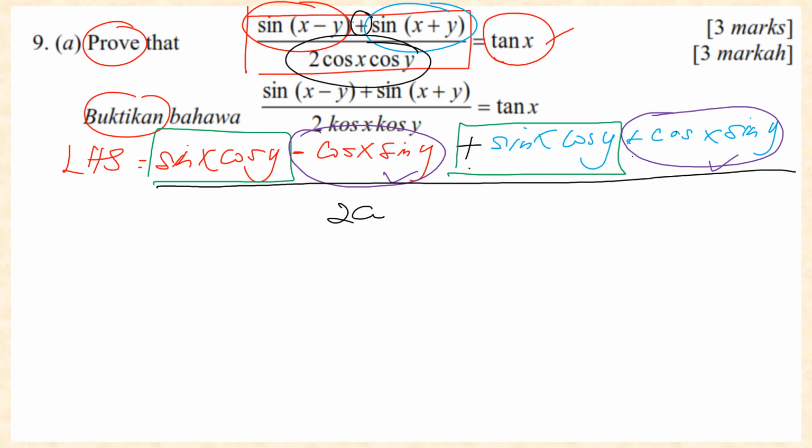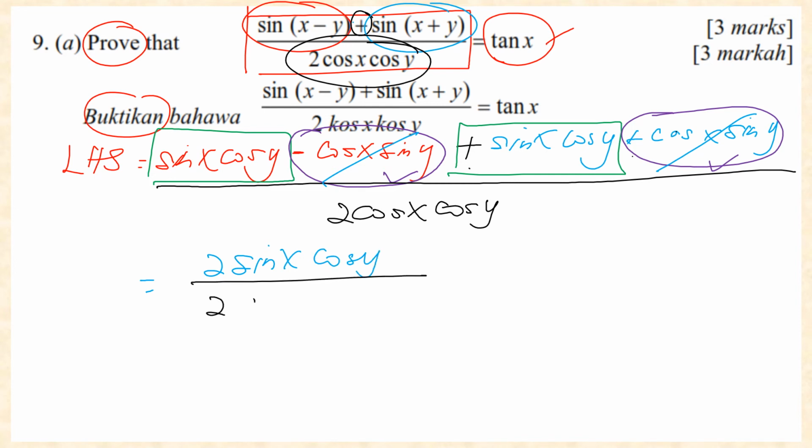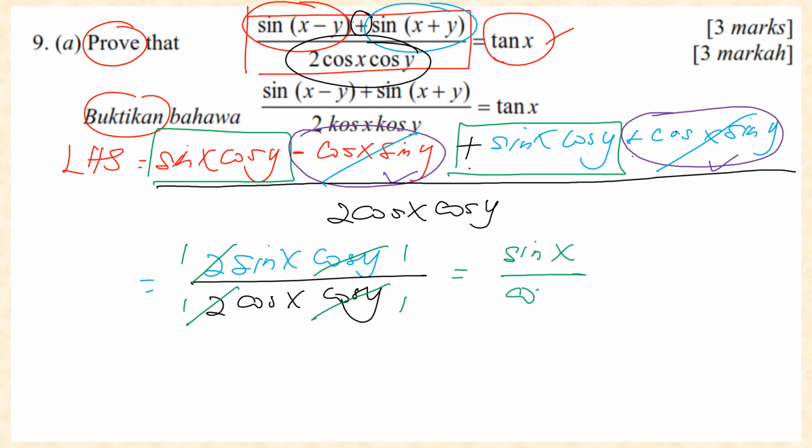So 2 cos x cos y, right? So for the numerator, now you go and settle your numerator. What do you have now? Okay, this is cancelled off because plus minus. So you'll be having 2 sine x cos y over the denominator, which is 2 cos x cos y. Now when you are here, you should be able to see the answer. 2 and 2 is simplified. Cos y and cos y is simplified. You get your answer as sine x over cos x.